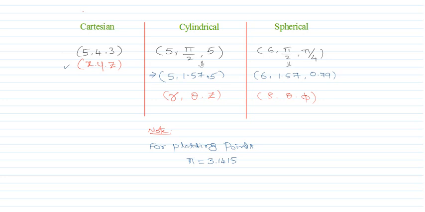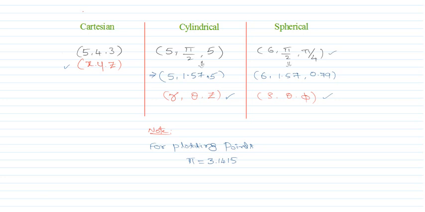Similarly, in a cylindrical coordinate system, any point is represented as r, theta, z. Here I have taken an example of 5, pi by 2, 5, which is equivalent to r, theta, and z. Similarly, for spherical coordinate system, we have the coordinate axes as rho, theta, and phi. And here, as an example, I have considered 6, pi by 2, and pi by 4.